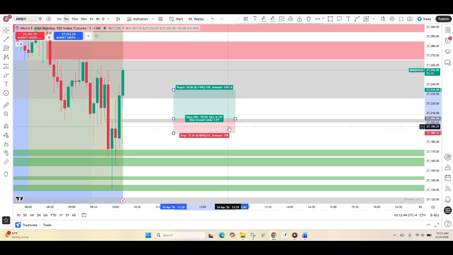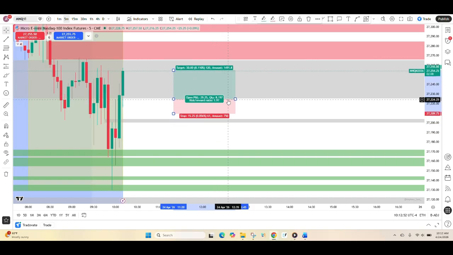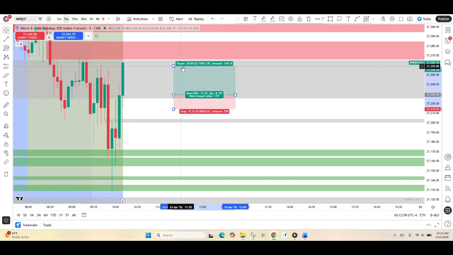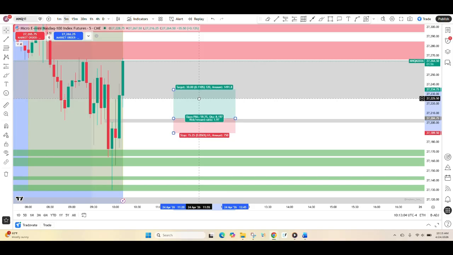Honestly, looking back at it, I probably could have entered, even though it was kind of far up, just because the next fair value gap is all the way up here. Because had I entered right where the candle closed, I would have gotten my take profit, because see, it still goes all the way there. So, I could have entered, but I didn't. Alright, lesson learned for next time.